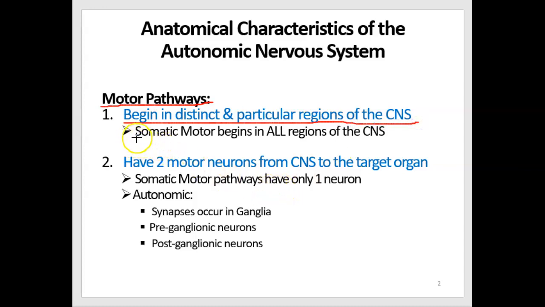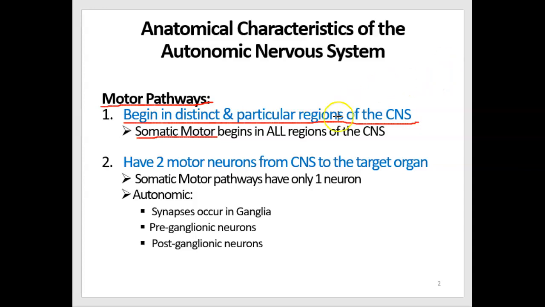And you might recall that somatic motor neurons are located in the brain, the brainstem, and the spinal cord. So all regions of the central nervous system. That's somatic motor, voluntary motor. But autonomic motor only begins in very distinct subsections of the central nervous system.